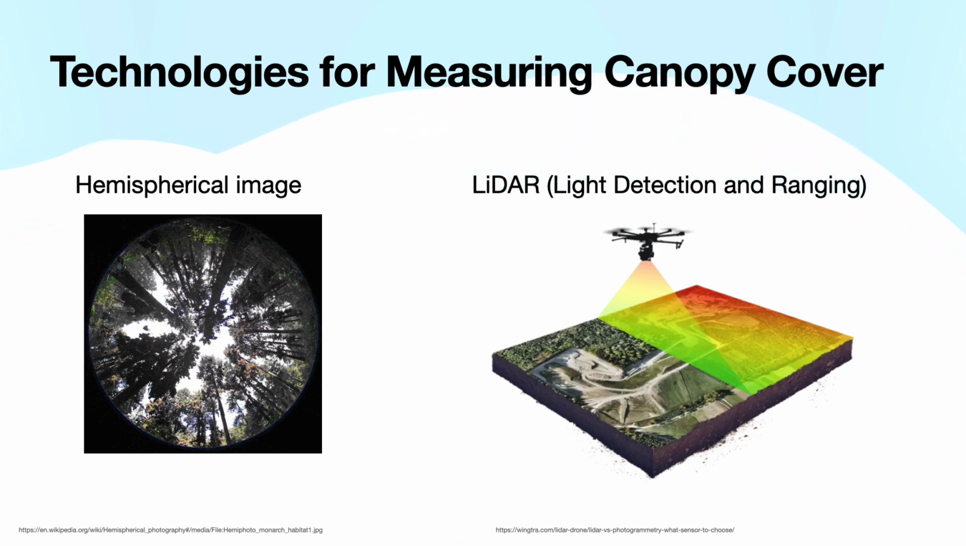For example, one can take a camera, face it upward at the canopy, and then using a computational model, calculate the percentage of canopy cover, which is a method called hemispherical image. One can also use something called LiDAR, which stands for light detection and ranging. With LiDAR, there are several ways.